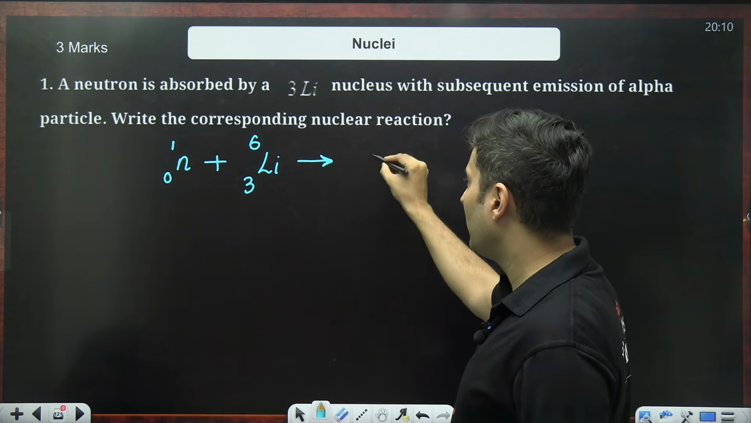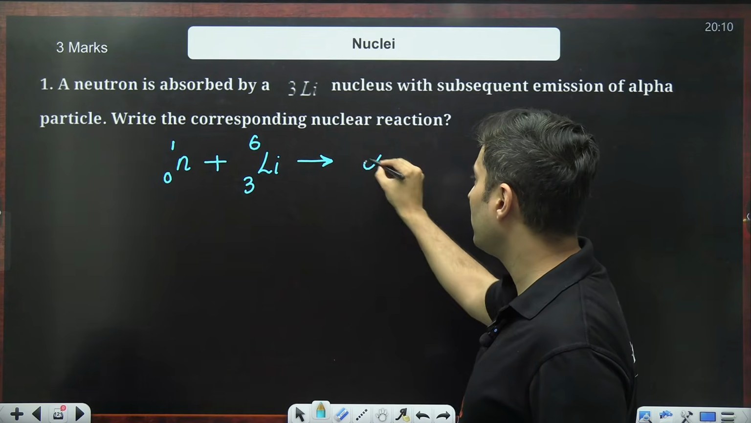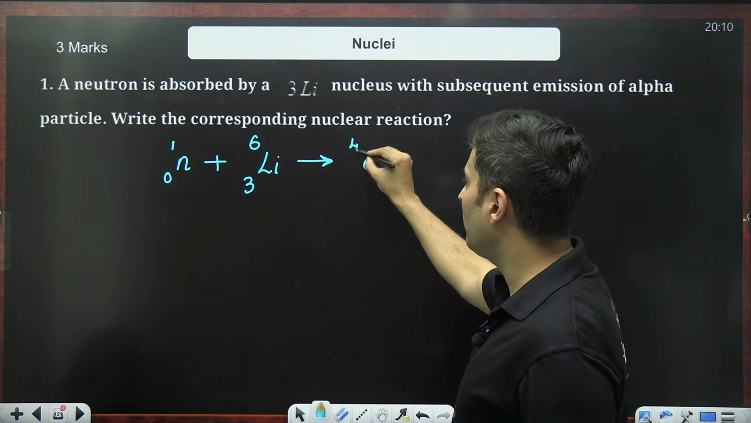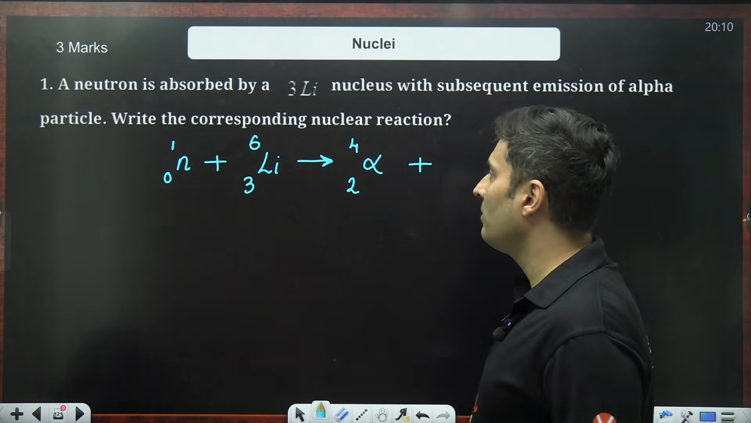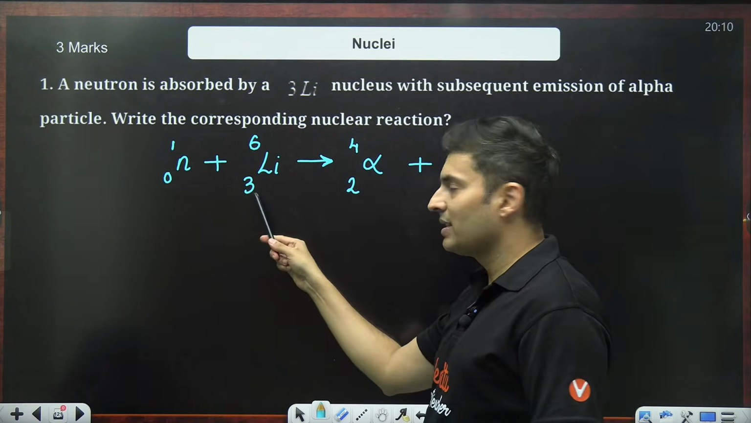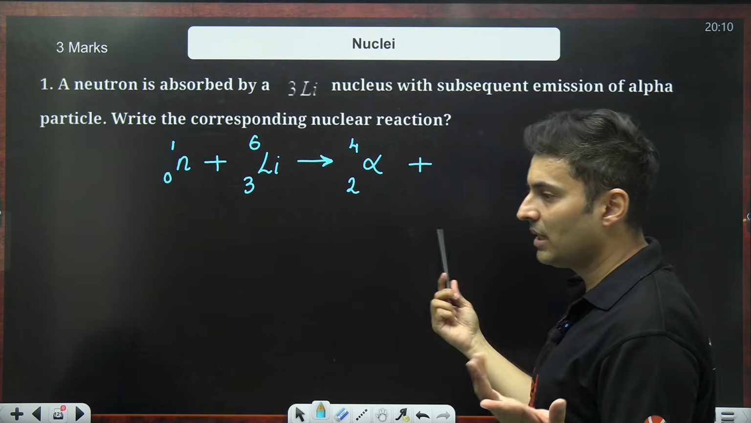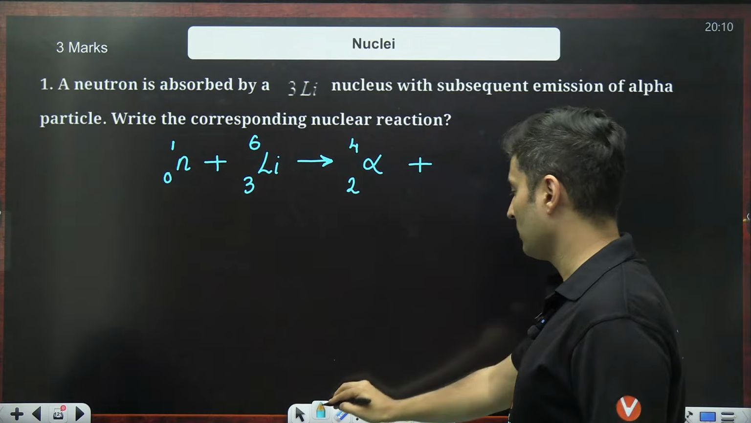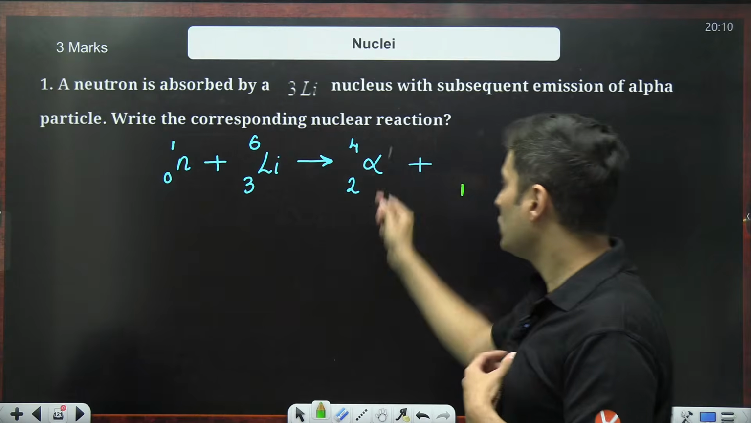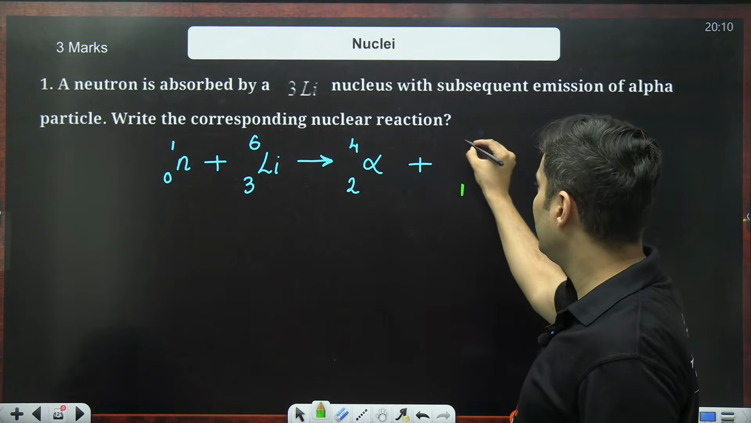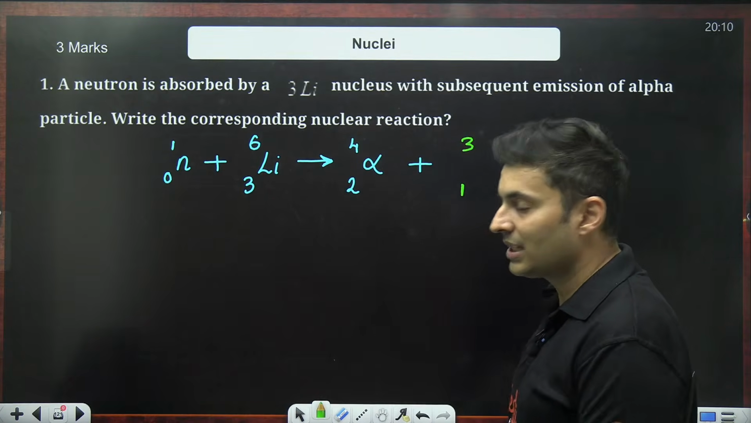Now what is alpha particle? Alpha particle means helium. If you want, I can just put alpha over here, and alpha particle means mass number is 4, atomic number is 2. Now what else will be remaining? Now 0 plus 3 is 3, so 2 plus what will give you 3? LHS, RHS should balance. Obviously, the thing which will balance is 1 over here. 1 plus 6 is 7, so 4 plus what will give you 7? 3 will give you 7. So atomic mass number is 3.